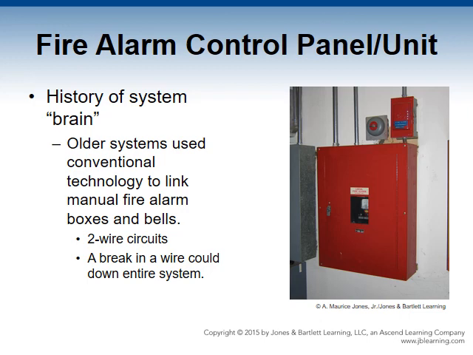Okay, let's talk about the control panel, also known as the brain. Many of the older fire alarm control panels use conventional technology to link manual fire alarm boxes and bells to provide coded or non-coded alarm signals for evacuation. The earliest designs used 2-wire circuits to establish initiating devices and notification of applicable zones. Unfortunately, a break in a wire could render any device beyond the break inoperable.